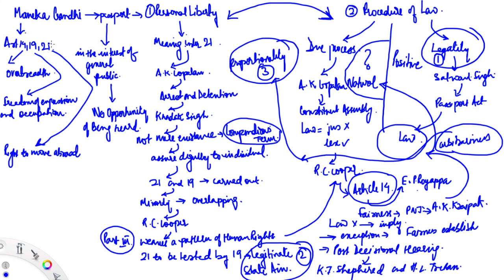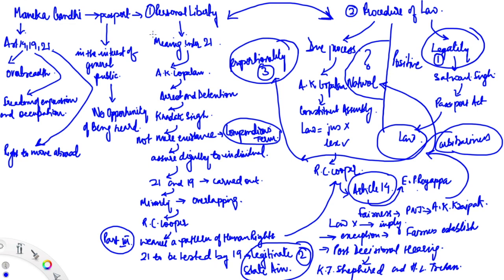Therefore, this case gives rise to two important questions. What is personal liberty under Article 21? And what is the procedure of law mentioned under Article 21? Now, it is important to note that whatever will be the meaning of personal liberty, it is going to affect the meaning of the procedure of law under Article 21.